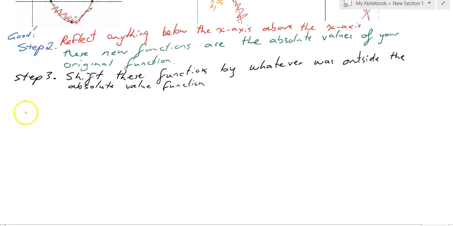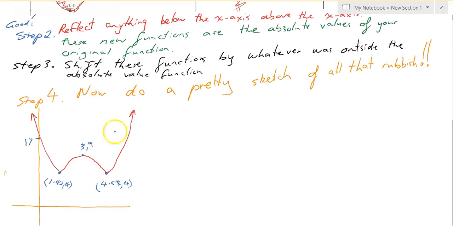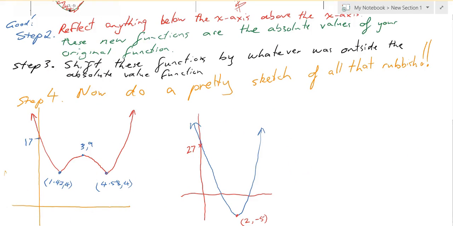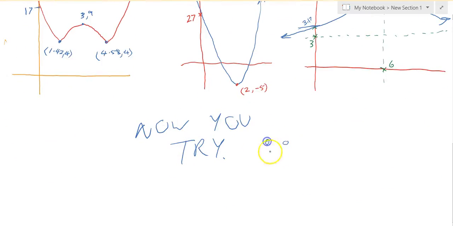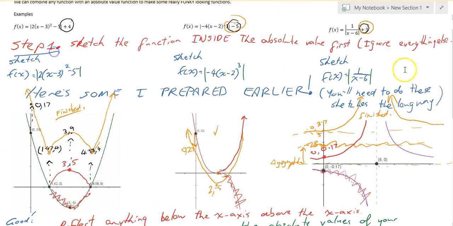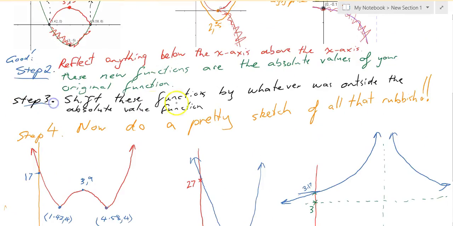Alright. Last step, step 4. Just do a prettier sketch of these. Okay, so there's my pretty sketch, there's my pretty sketch, there's my pretty sketch. That's me just transferring all that orange stuff over. So, sketching an absolute value, there's your steps there. Give it a try.